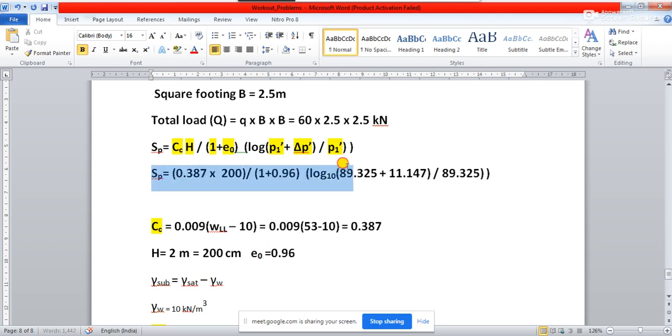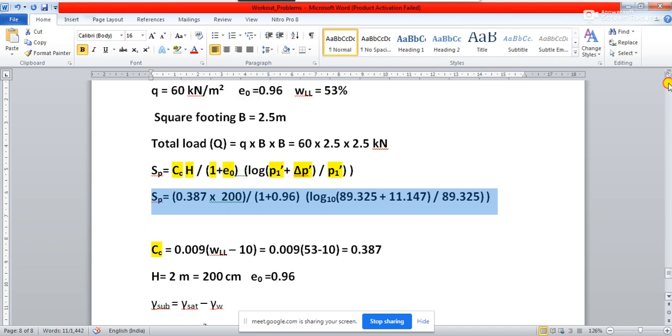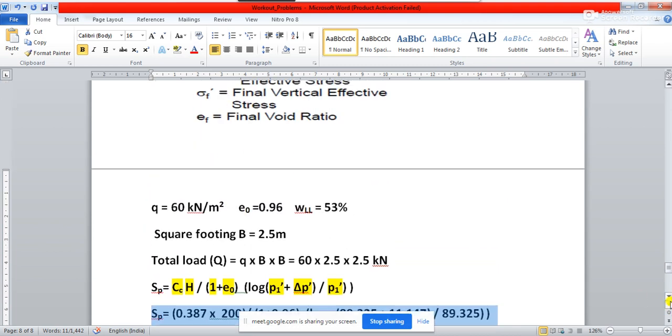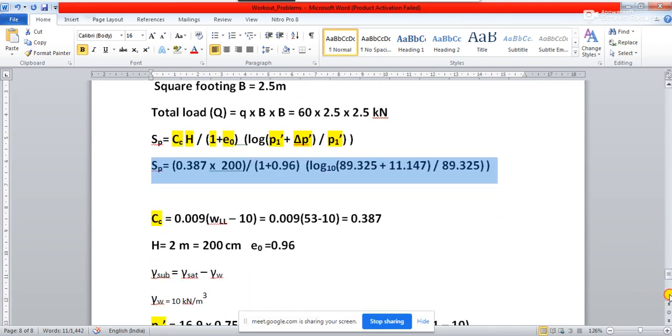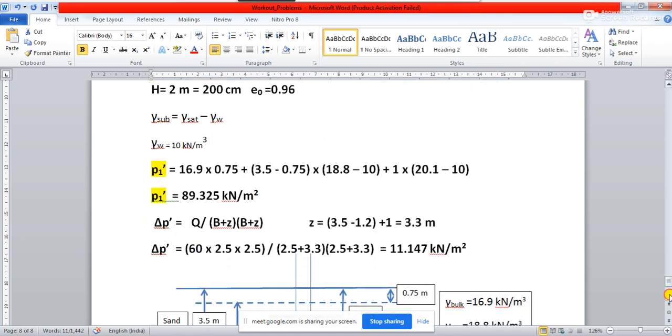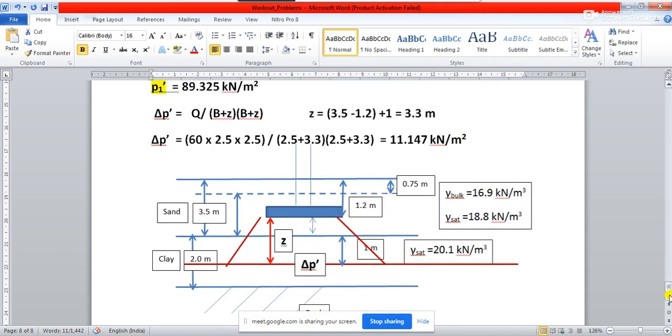So I think with this problem you now have the understanding of how to calculate settlement for saturated clay. If you have any doubt till this point, you can ask. Is there any doubt? Very slowly we have gone, and I have tried to explain every little step of this.